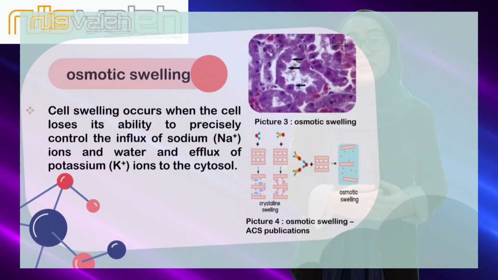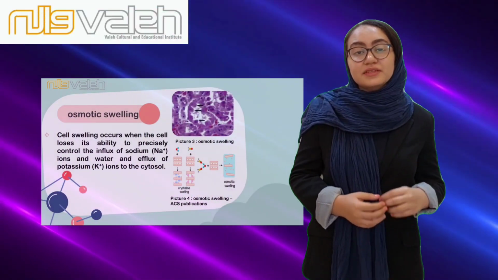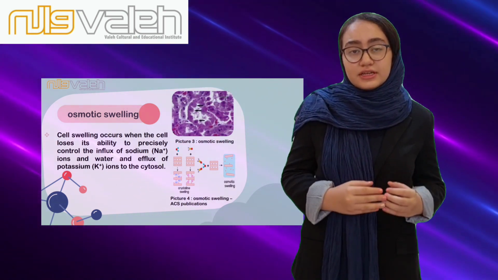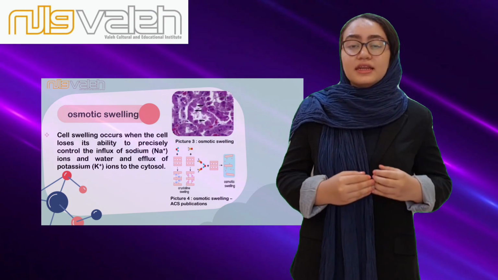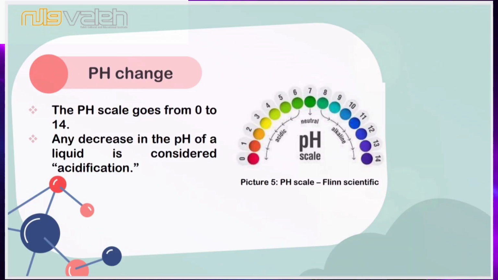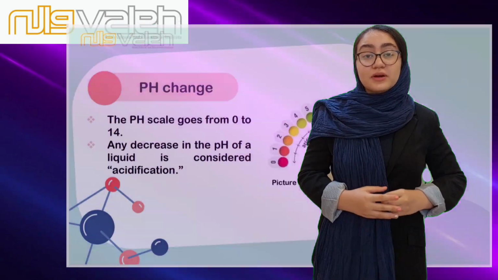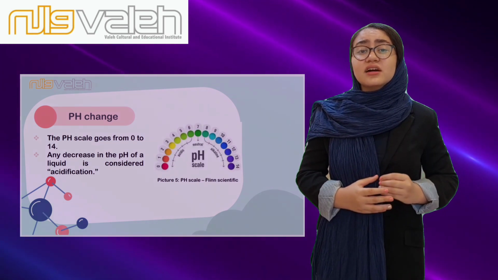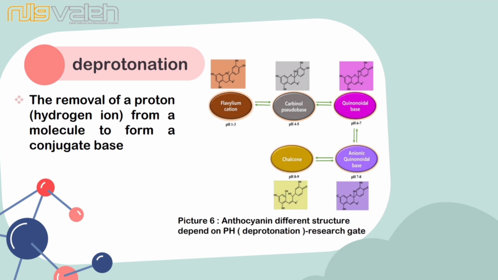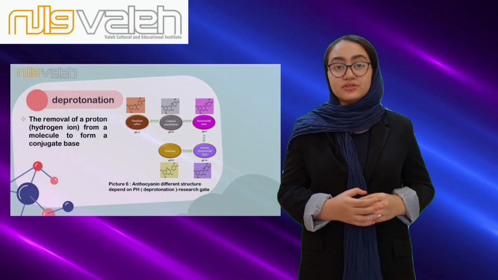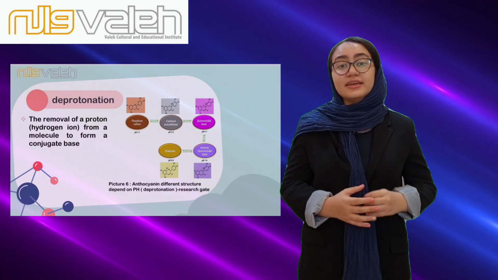After that, we have osmotic swelling. Cell swelling occurs when the cell loses its ability to precisely control the influx of sodium ions and water and the efflux of potassium ions and cytosol. After that, we have pH change. The pH scale goes from 0 to 14, and any decrease in pH of a liquid is considered acidification. Protonation is our next keyword. Protonation means the addition of a proton, a hydrogen ion, to a molecule to form a conjugate acid.